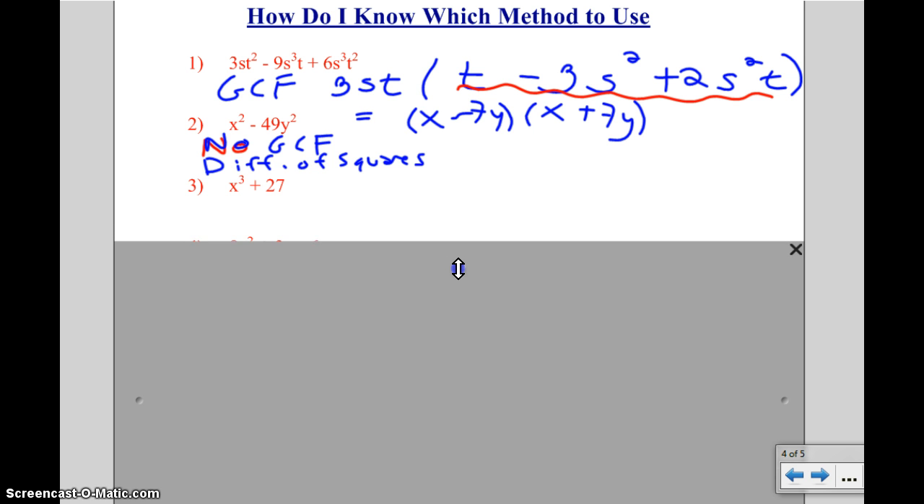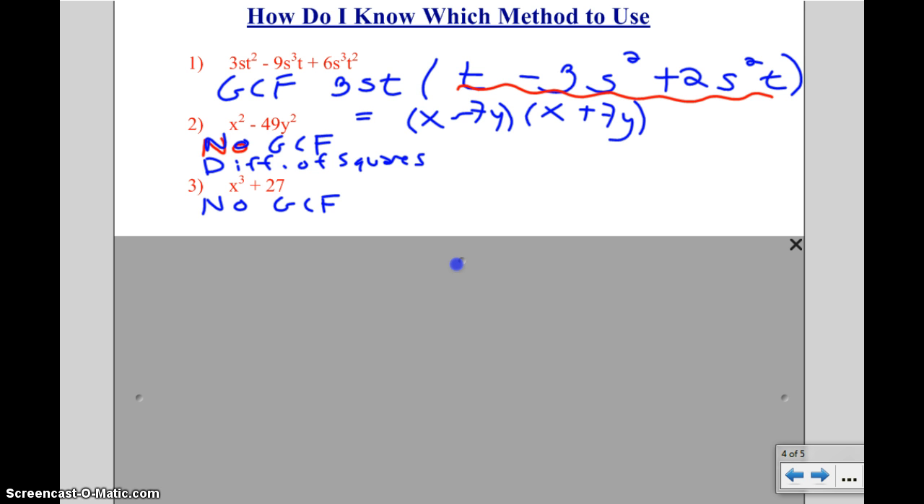Let's take a look at x cubed plus 27. Again, I'm going to check for a greatest common factor. This does not have a greatest common factor. So I'm going to go straight to, is it a trinomial or a binomial? It is a binomial. And then what type of binomial? This one has a plus sign.